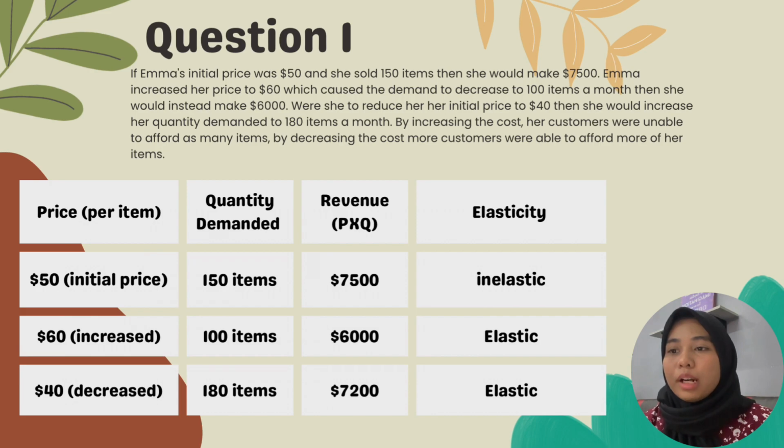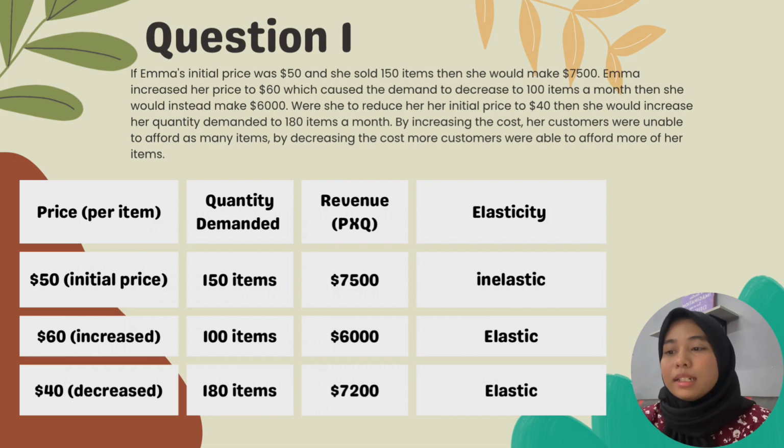If Emma's initial price was 50 and she sold 150 items, then she will make 7,500. Emma increased her price to 60, which caused the demand to decrease to 100 items a month. Then she would instead make 6,000. Were she to reduce her initial price to 40, then she will increase her quantity demanded to 118 items a month. By increasing the cost, her customers were unable to afford as many items. By decreasing the cost, more customers were able to afford more of the items.